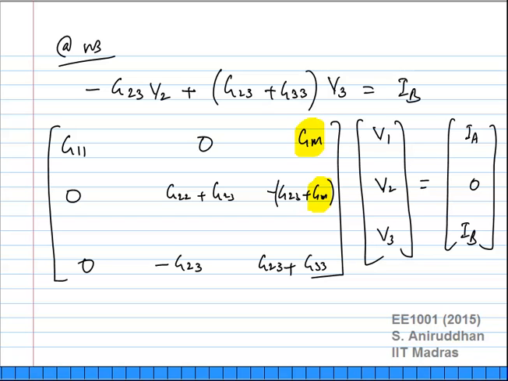Any questions? Okay, so voltage controlled current sources are also straightforward. You can include those in the set of equations that you have learned so far. What about current controlled current sources? Well, let's come to that. Let's take the other case. Suppose I have a voltage controlled voltage source.